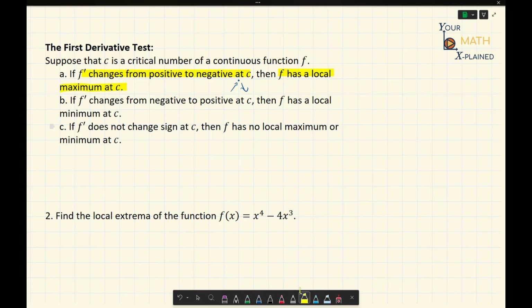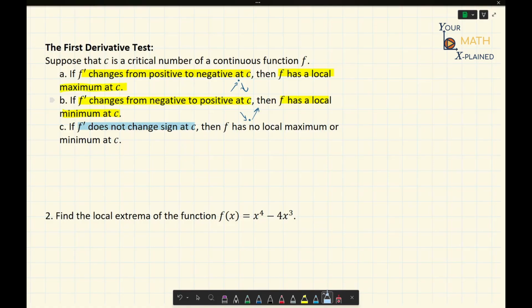And similarly, if f prime changes from negative to positive at c, then f has a local minimum, because that means we were going down originally, and then after c, we start to go up, so therefore this here is a minimum. And then lastly, if f prime does not change signs at c, then f doesn't have a local max or a local min.